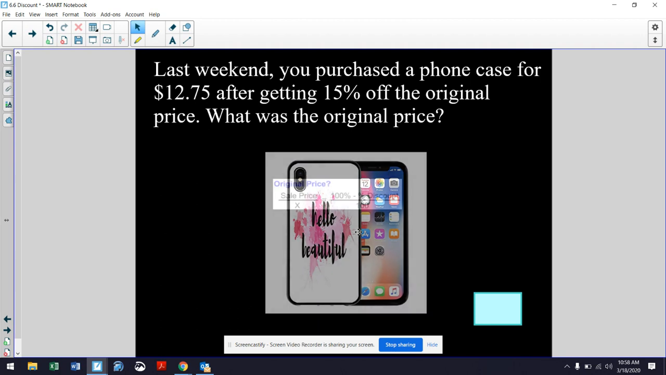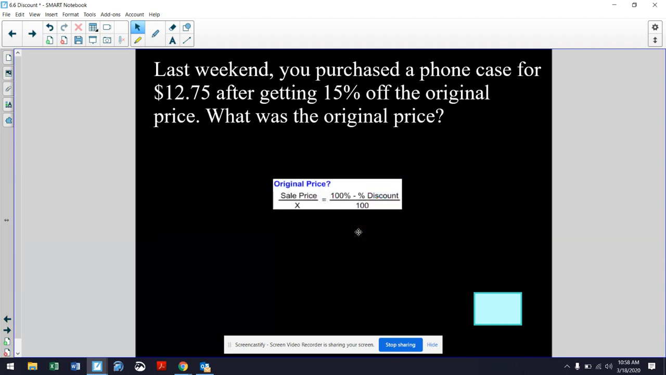All right, so you should have worked the problem out. This is the formula we're using to find the original price. And when you do your calculations, you would have found that the original price of that phone case was $15.